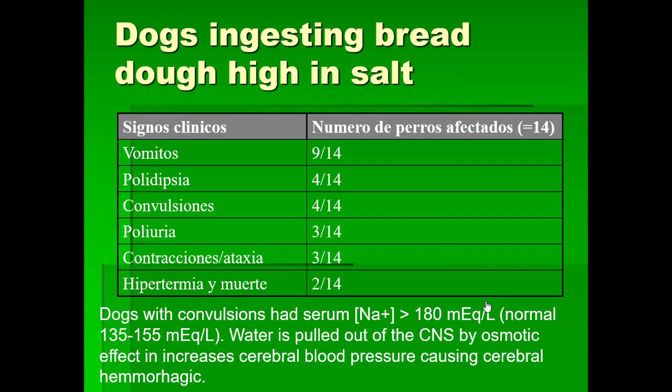Okay, I said before that salt is contraindicated, and on this slide what you see is what happened in 14 dogs that ingested bread dough, which is very high in salt. And as you can see, 4 out of 14 animals had convulsions, and 2 of those died. So the take-home message is that salt is very dangerous and should not be used to induce vomiting, because there is a very high risk that enough sodium will be absorbed at toxic levels for the brain.